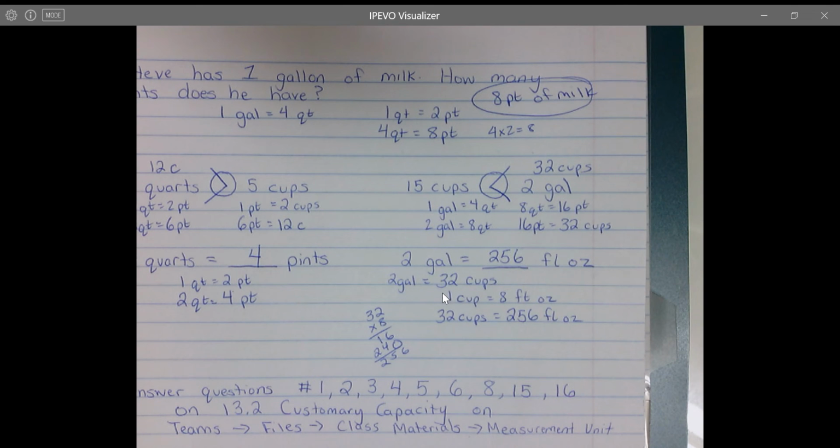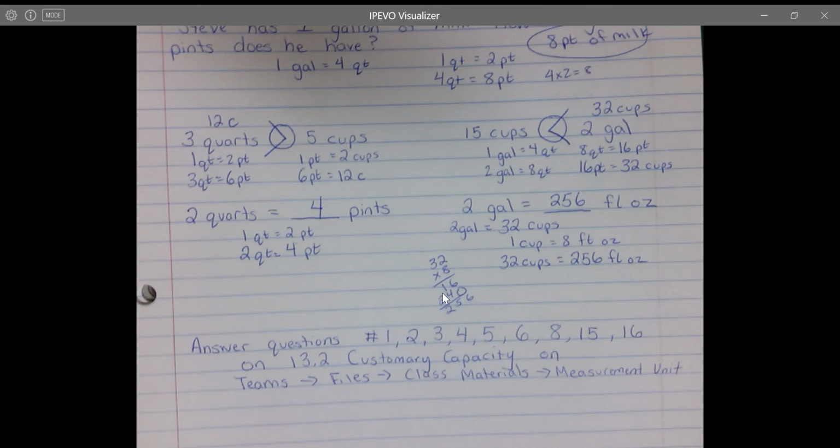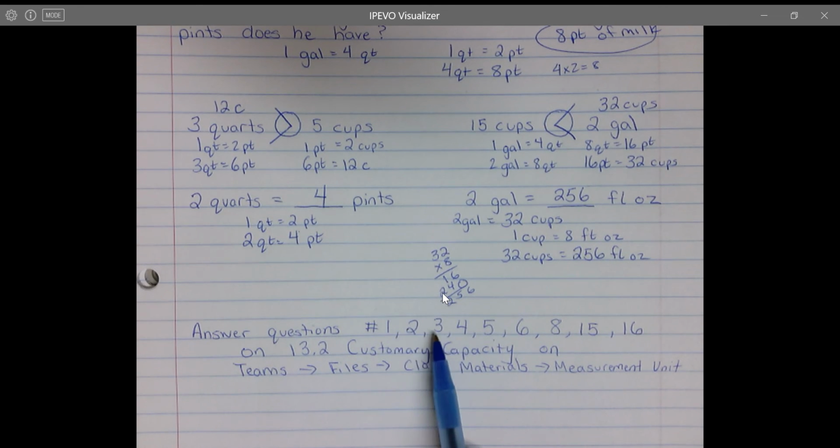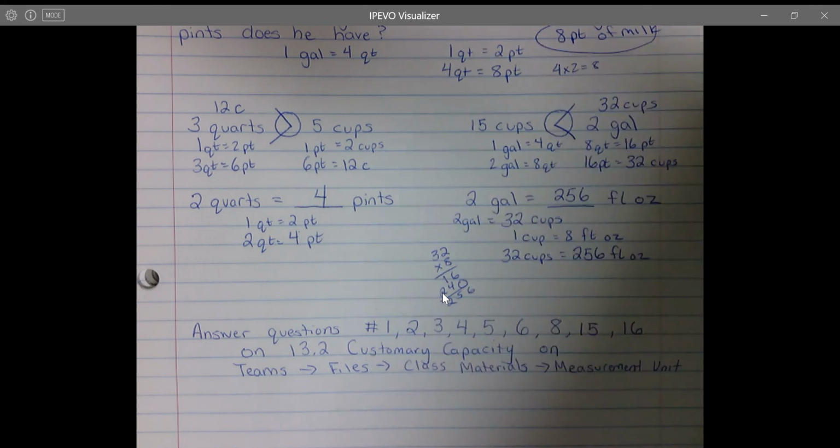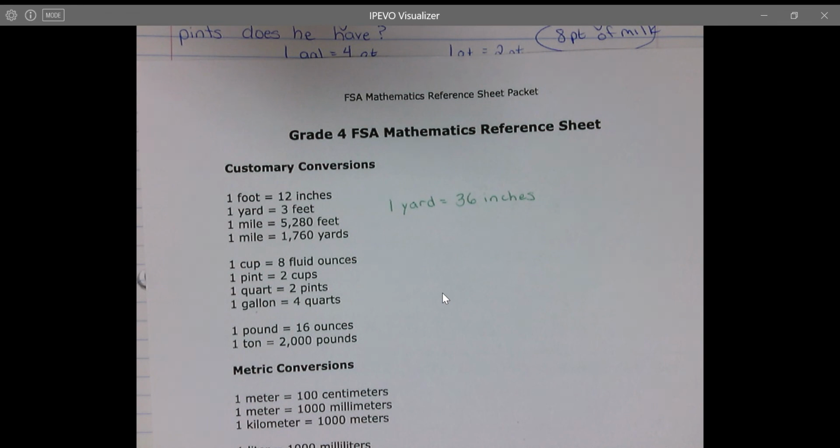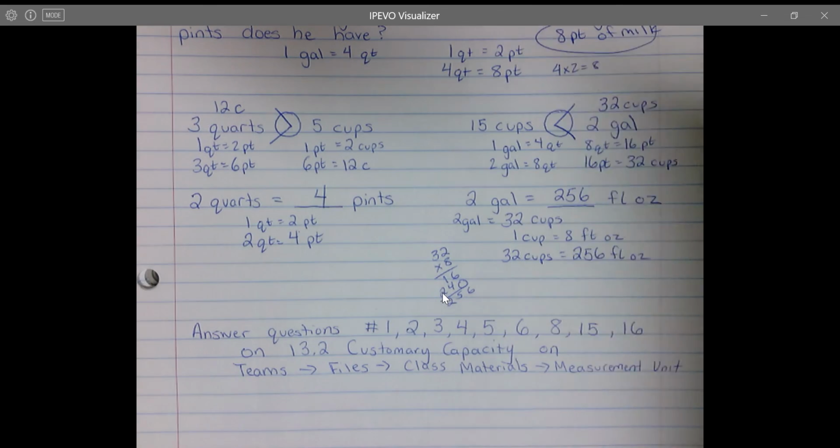So for today's assignment, it's kind of like homework. It's going to be questions number 1, 2, 3, 4, 5, 6. We're skipping 7 and 8, and then you're going to do questions 15 and 16 on that second page of the 13.2 Customary Capacity, on my Teams, which is in Files, Class Materials, and then you should find it in the measurement unit. Remember to continue to use your reference sheet. It's going to help you out. It's kind of like a cheat sheet, as I called it yesterday, and you should be good to go.